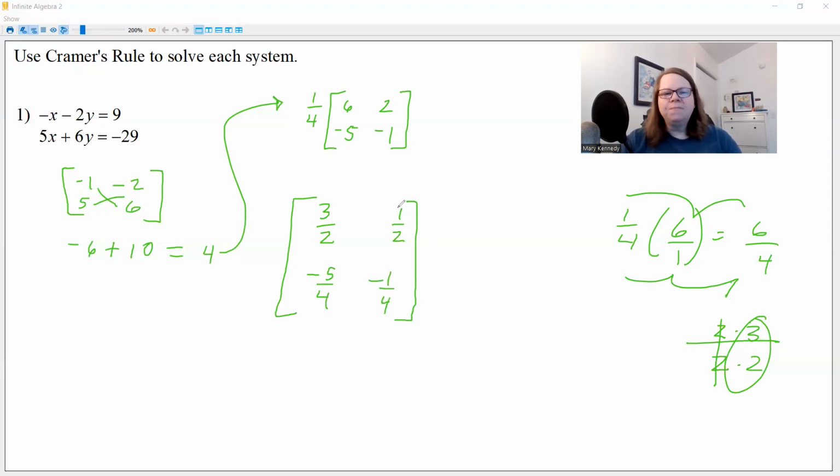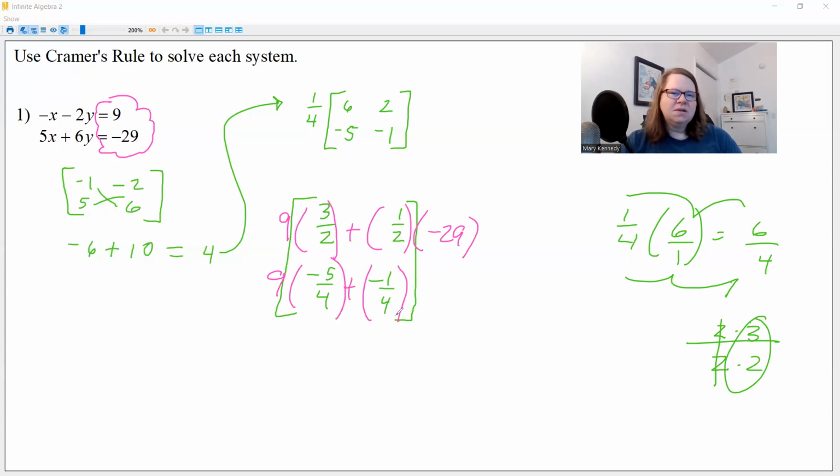Okay. Now what we're going to do is incorporate the answers, what each equation is equal to. And we're going to multiply that as a matrix. Think of that as one matrix times this entire matrix. So here's how I set it up. This is what it looks like. So the 9 is going to multiply times the first one, plus the -29 is going to multiply times the second one. And we do the same thing here: 9 times the first one is added to -29 times the second one.